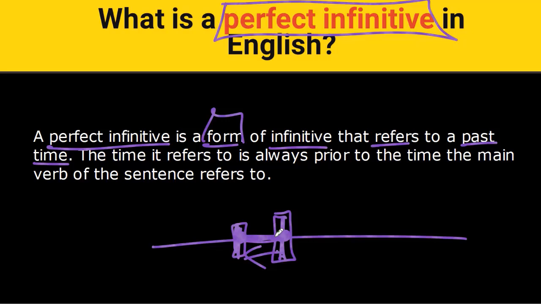Now, what is a perfect infinitive? It's a form of an infinitive that refers to a past time and functions as a noun, right? Can it function as an adjective or an adverb? Depends on the situation, because an infinitive can function as a noun, as an adjective, as an adverb. So it can also function as a noun, as an adjective, as an adverb too, in certain situations. Now, let's take some examples and understand how to use them.